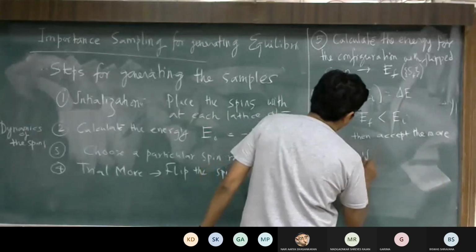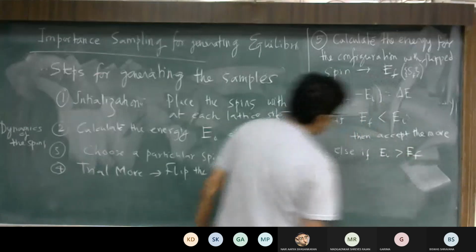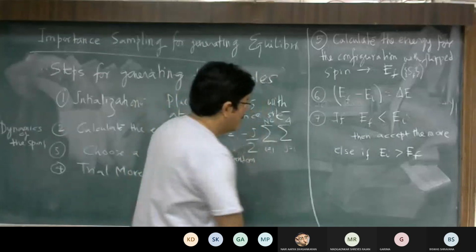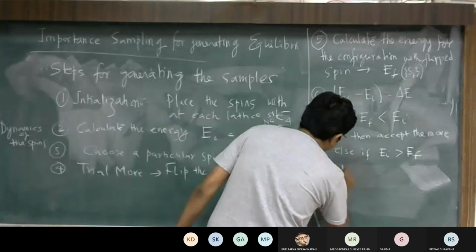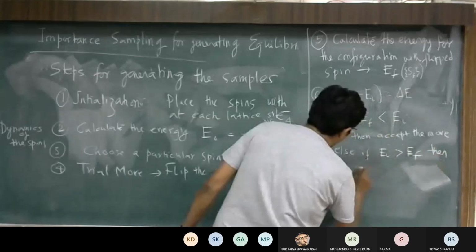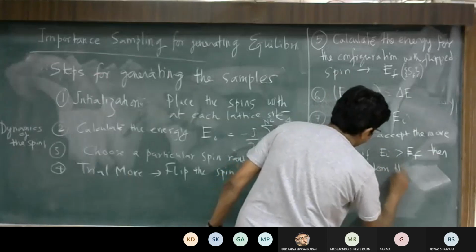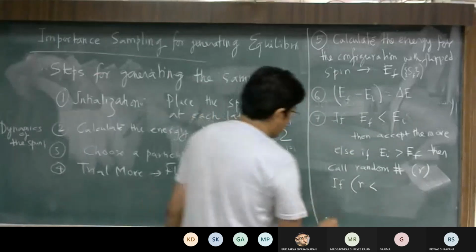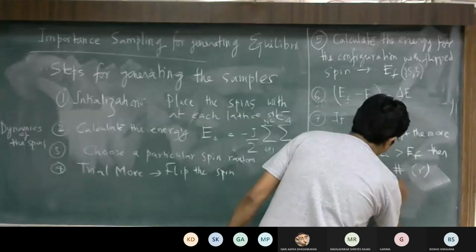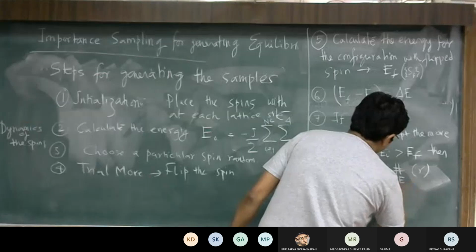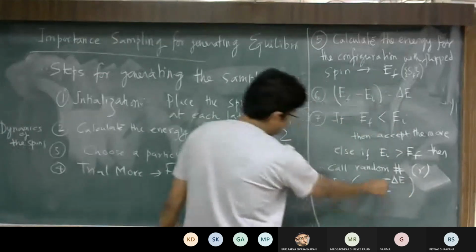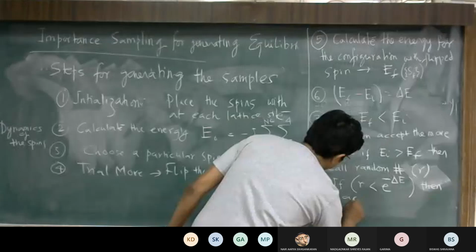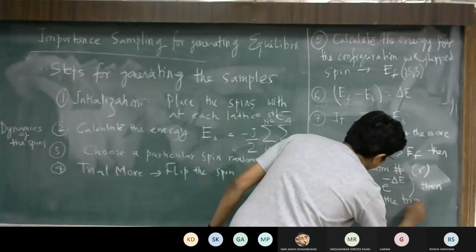Else, that means if EI is less than EF, that means if after flipping the spin you find that the configuration has an energy which is greater, then you call a uniform random number, let's call it R. And if R is less than e to the power of minus delta E, that means exponential of minus of EF minus EI, then you accept the trial move.